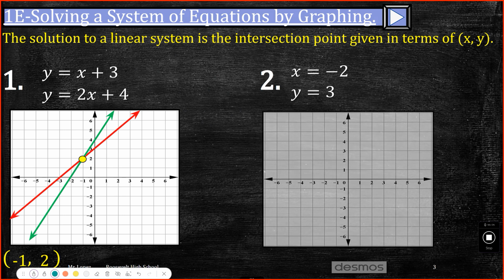Problem number 2. You got your x and the y. So this is how do you graph x equals negative 2 and y equals 3? So let's do this one first. Let's do this one, so that one makes more sense.